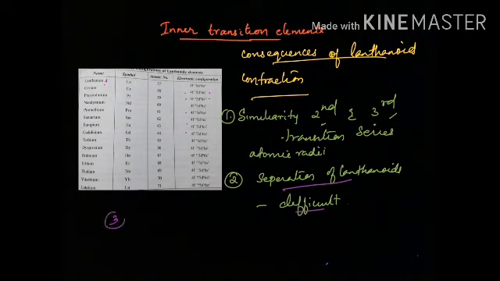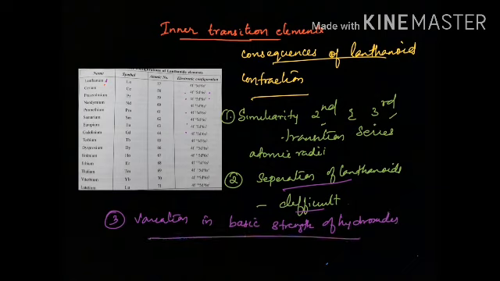Okay, and the third one is that there is only a slight difference in their atomic radii, right? And the last consequence is the variation in basic strength of hydroxides. What will happen there? Basically, we know that metal oxides are basic in nature. So when we look at their hydroxide, that is the metal OH form, the inner transition elements, the lanthanoids, have an OH group attached to them.